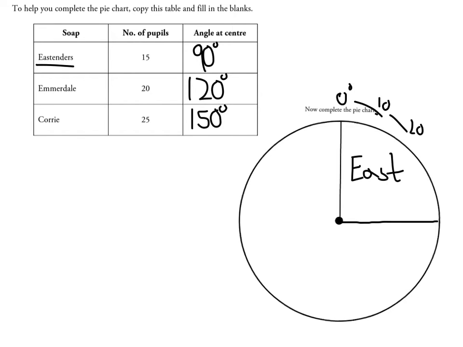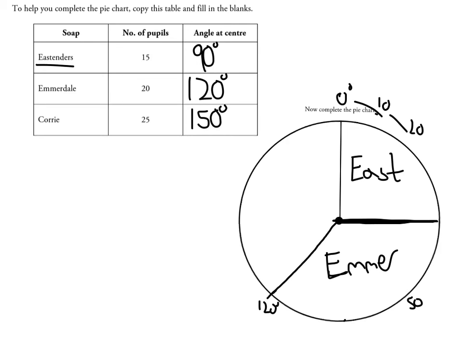Now for Emmerdale's 120 degrees, and now I would rotate round my protractor so that this time the zero line is on the line that we've just ended. So on this line here, that's where you got your zero. And then you count round, so you count past 50 and past 90, the right angle, to where you can see 120. Okay, where 120 you draw a line. Right, and this is Emmerdale.